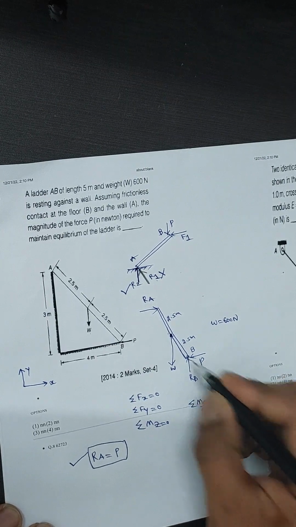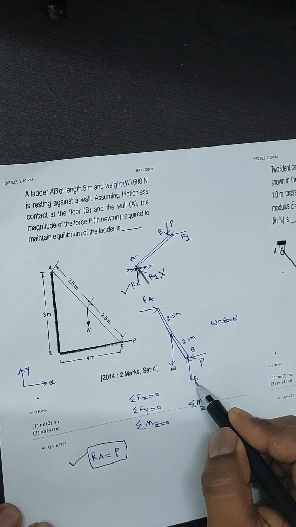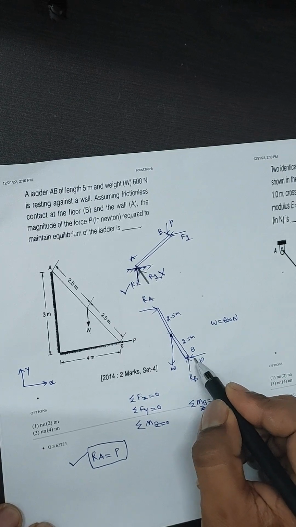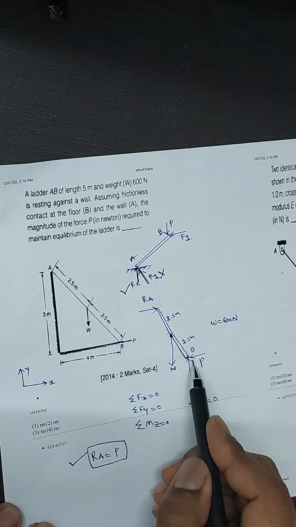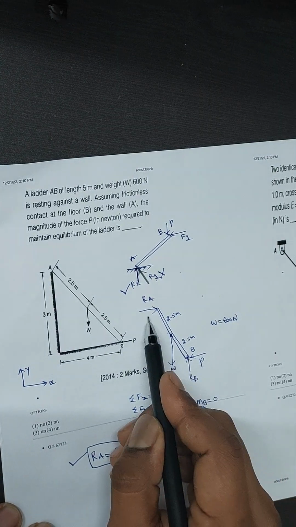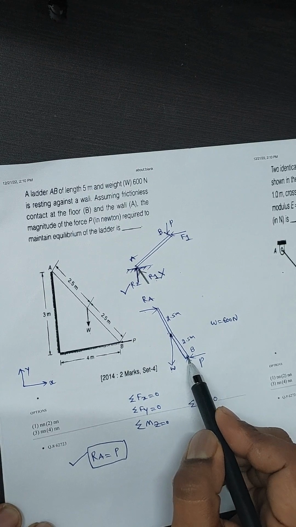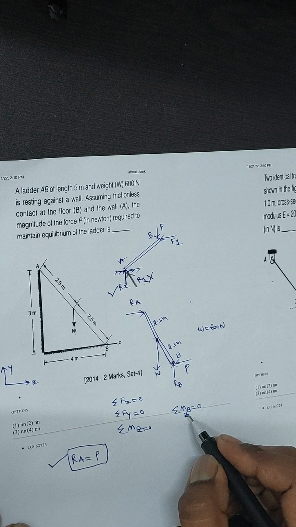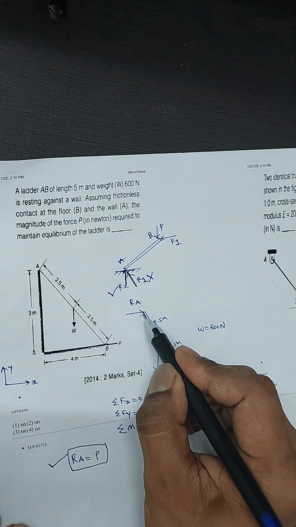Why did I take point B? At point B we have two unknowns, RB and P. If I take moments about this point, the moment due to these two is 0. So the moment about point B will be only due to RA and W. That is the reason why I took moment about point B. So what is the moment about point B? RA into the perpendicular distance.